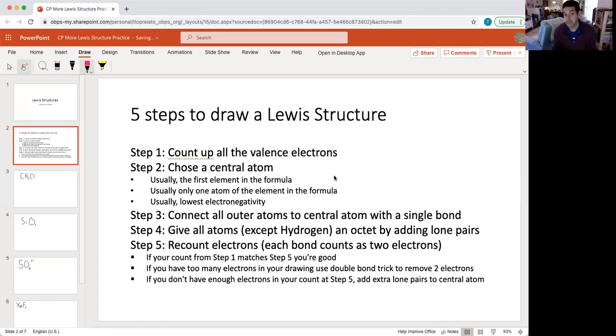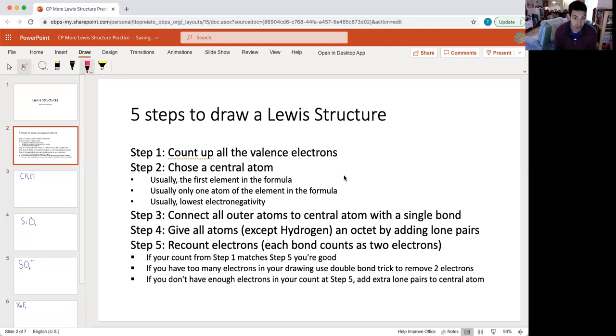Step two, you're going to choose a central atom. Usually it's the first element in the formula, usually only one atom of the element is in the formula, and usually it has the lowest electronegativity, although those first 2 tips are going to help us more. Step three, we're going to connect all the outer atoms to the central atom with single bonds. Step four, we're going to give all atoms, with the exception of hydrogen, an octet. We're just going to add lone pairs.